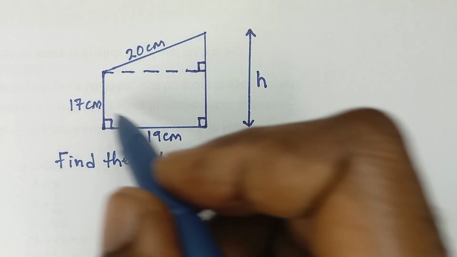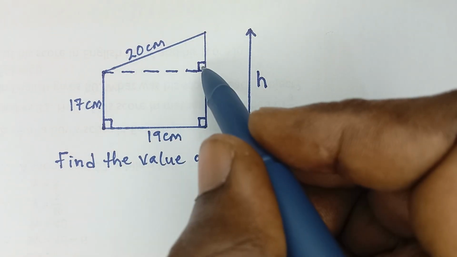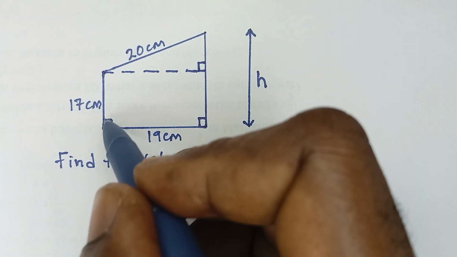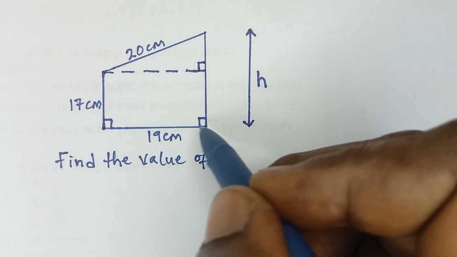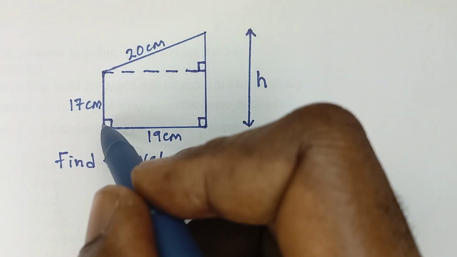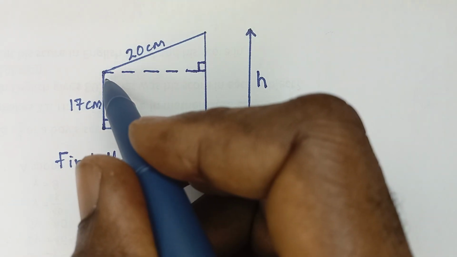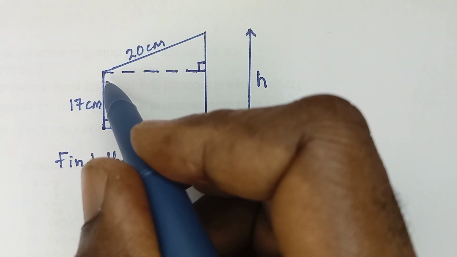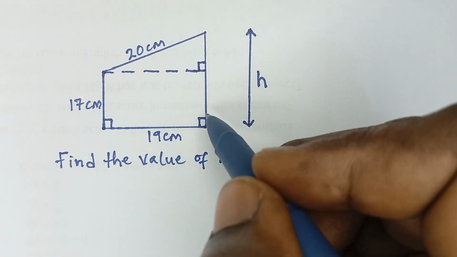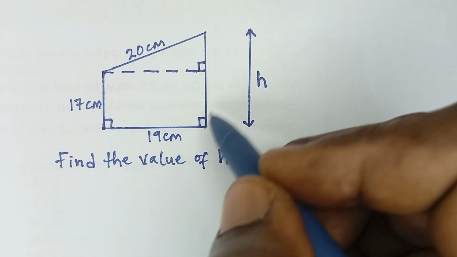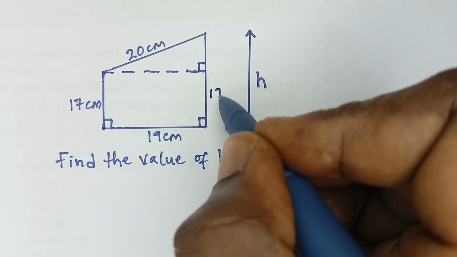Now this is 17, and then we can see that since these two lines are parallel now, and we have angle 90 between them, it shows that this figure is a rectangle, because all the angles of a rectangle are right angles. So this is 90, 90, this side will also be 90, and finally this inner angle will also be 90. So this is a rectangle, and the opposite sides of a rectangle are equal. So if this is 17, this part will also be 17 centimeter.